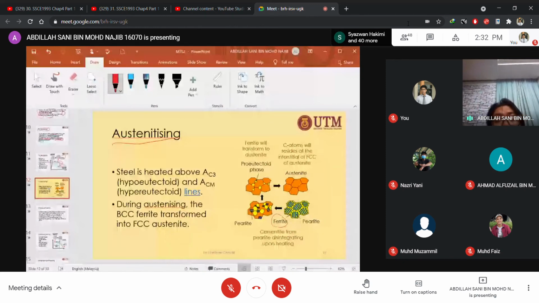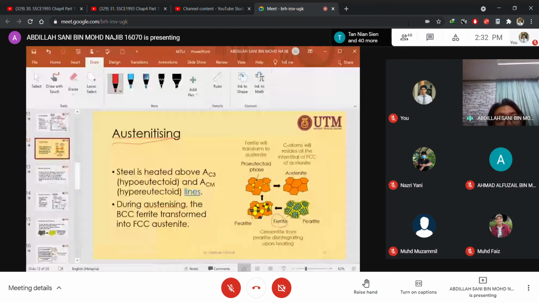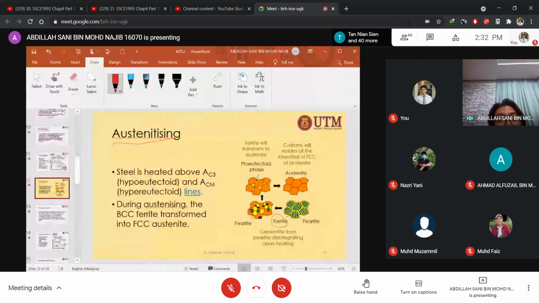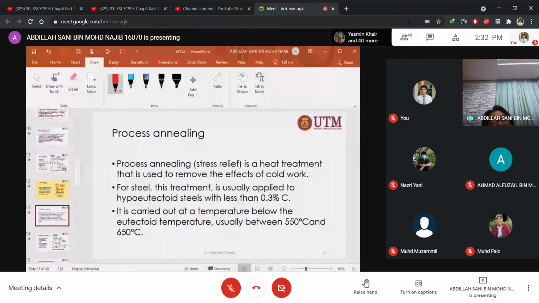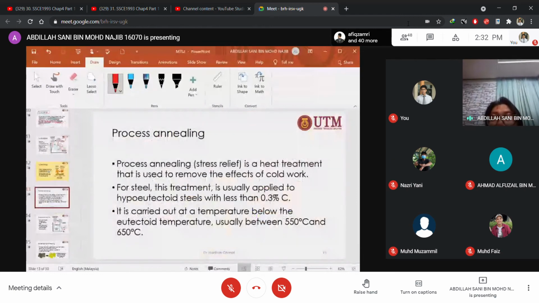Austenizing, making it austenite. After austenizing, we let it cool back to pearlite. So that is full annealing. Now we go to annealing number 2, which is process annealing.